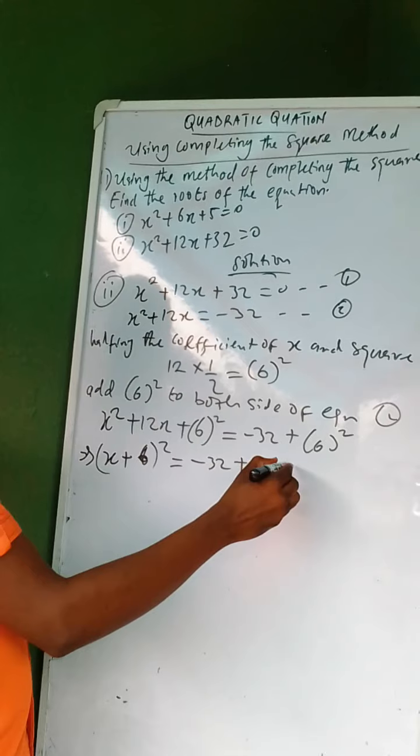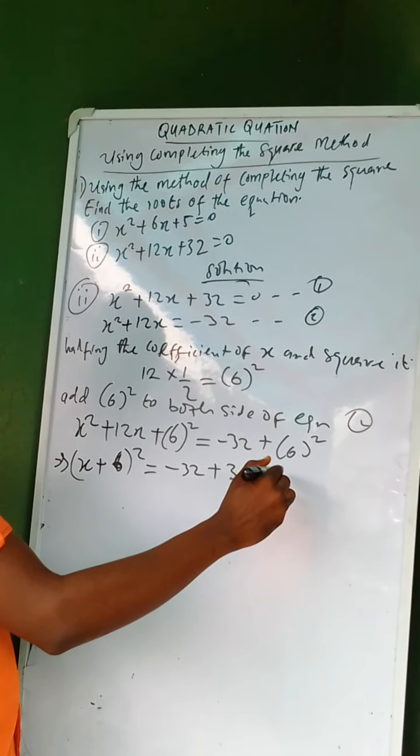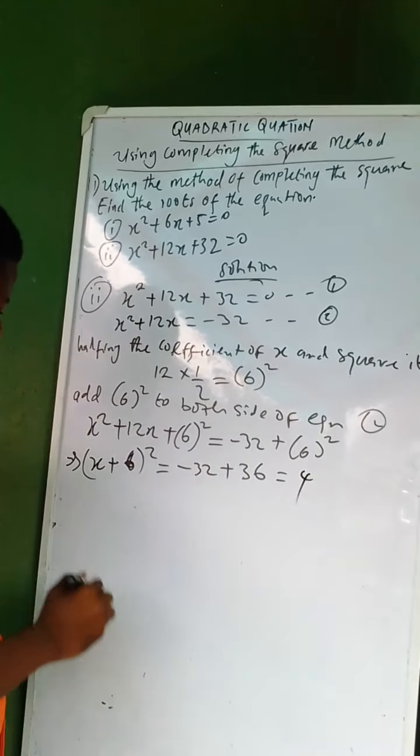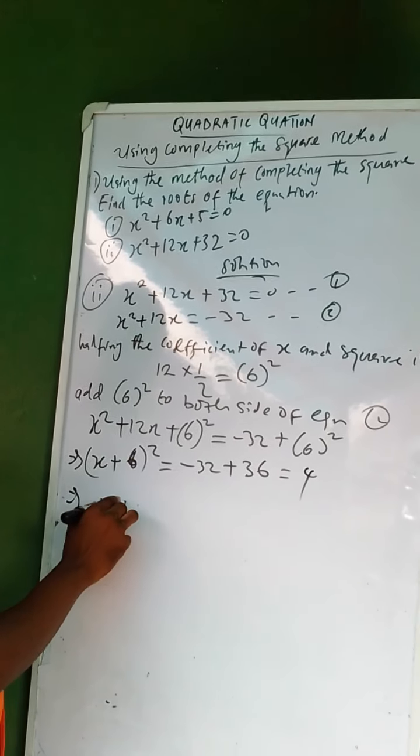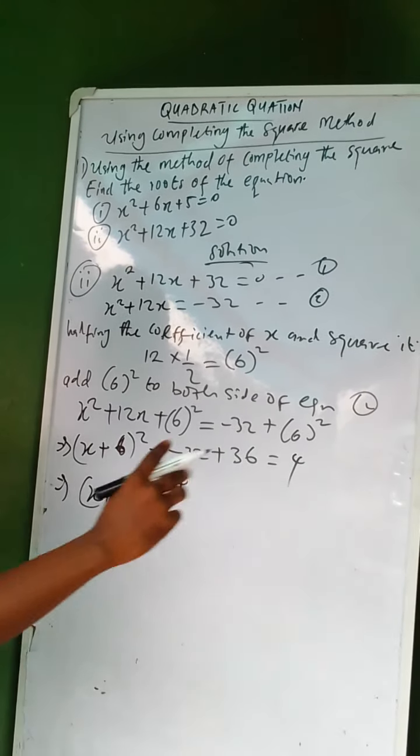So what do I have? Minus 32 plus 36 is equals to what? Is equals to 4. Yes. So I have x plus 6 all square is equals to what? 4. So what's the next step?